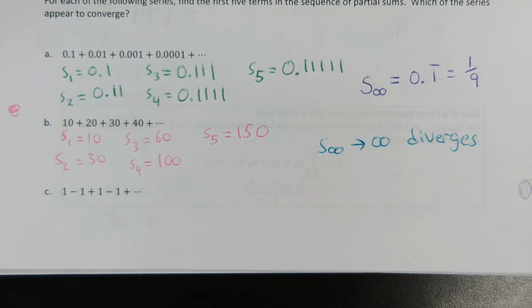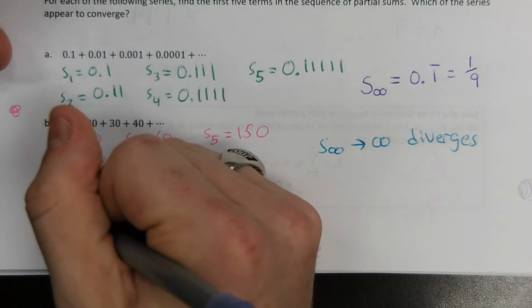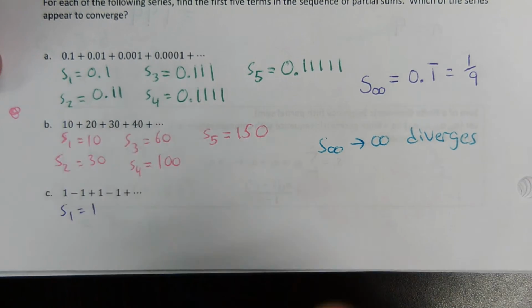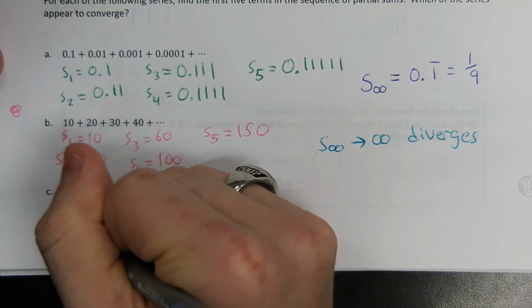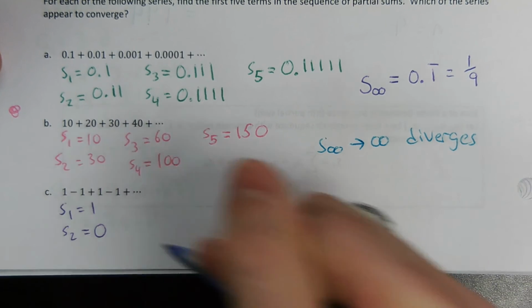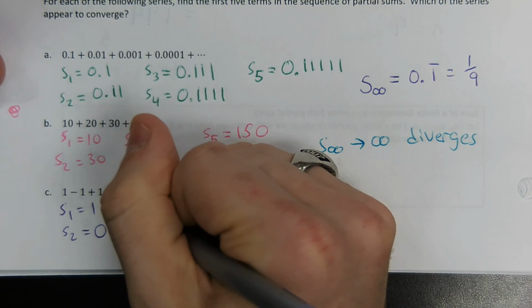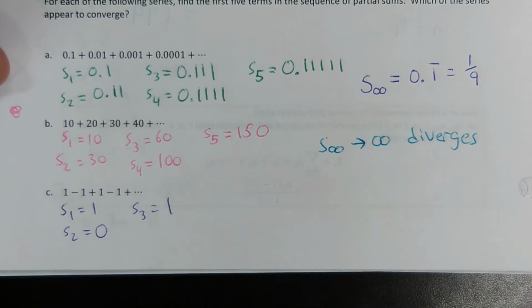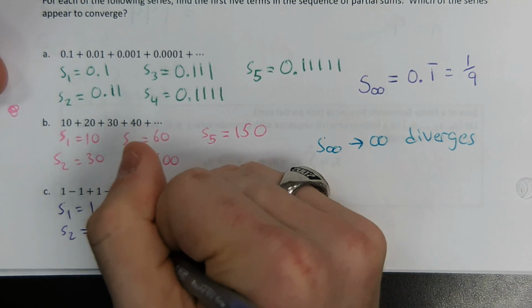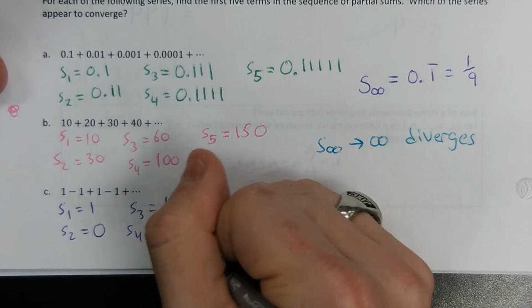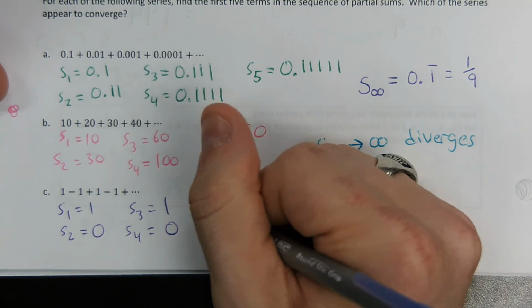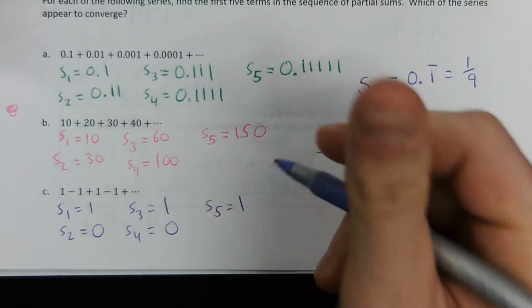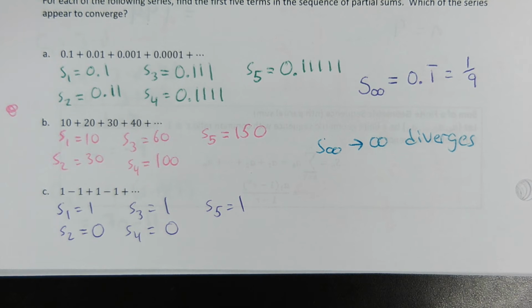Alrighty, let's check out this last one. Okay, S sub 1 is just the first term. S sub 2 is 1 and negative 1. Then S sub 3 tacks another 1 on there, and S sub 4 subtracts that 1 again, and S sub 5 is 1, and what is going on here? It's oscillating between the values 0 and 1.